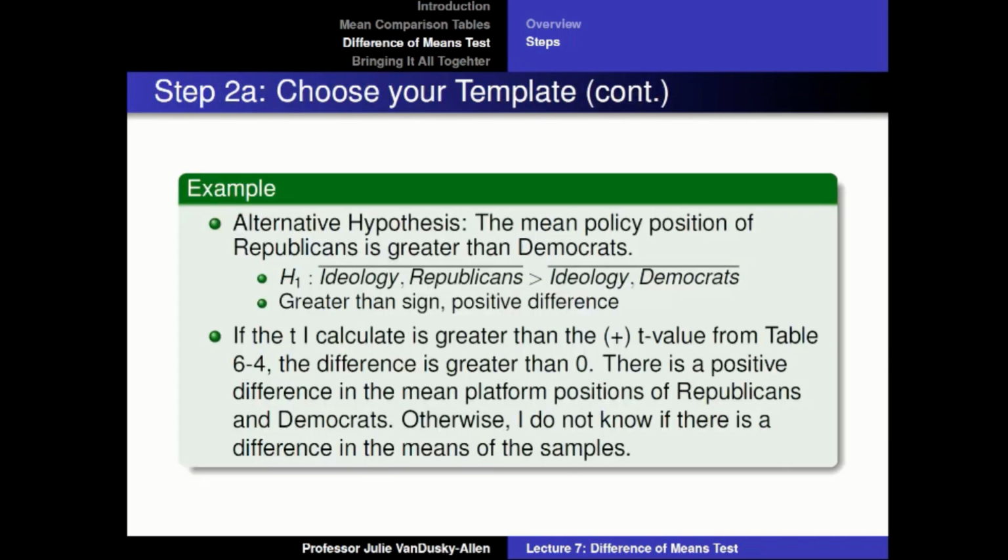Going back to our example, our alternative hypothesis suggested that Republican platforms should be greater than Democratic platforms. Since this is a greater than sign, we expect a positive difference in means and should choose the first statement. If the t I calculate is greater than the positive t-value from table 6.4, the difference is greater than 0. There's a positive difference in the mean platform positions of Republicans and Democrats. Otherwise, I do not know if there's a difference in the means of the samples.